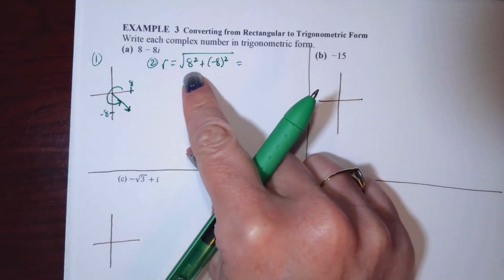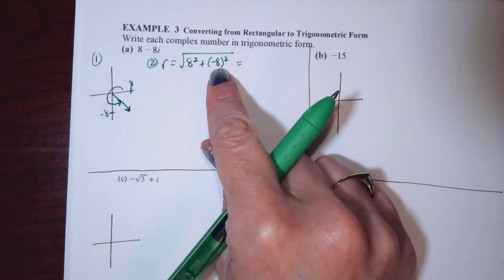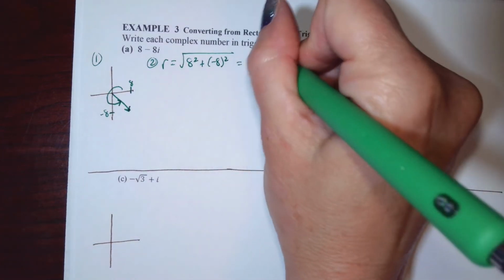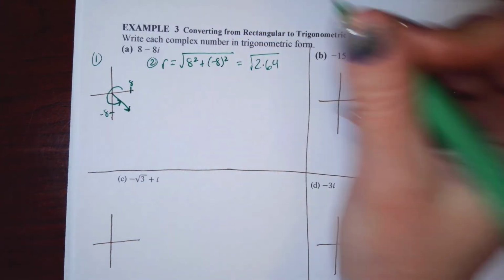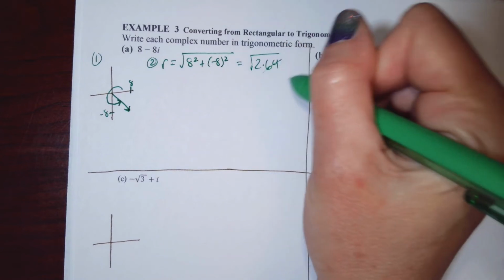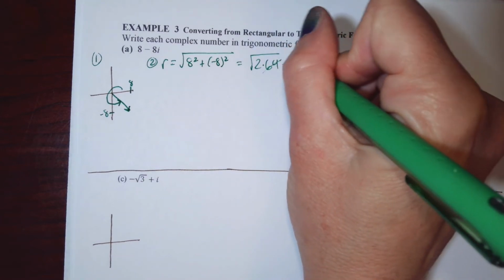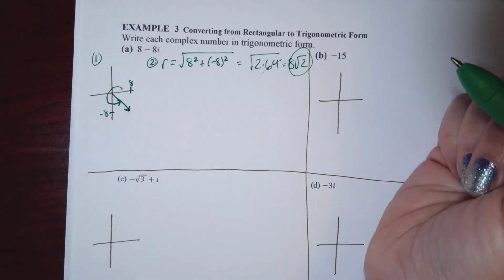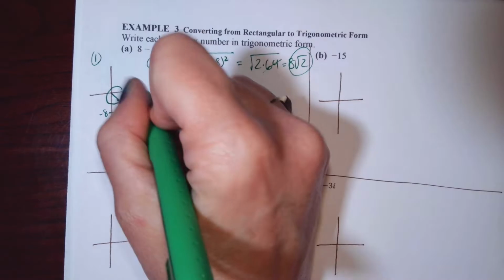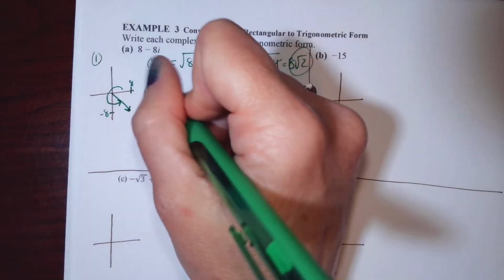8 squared is going to be 64. 64 and 64 is the same thing as 2 times 64, and that 64 square root is 8. So I've got 8 square roots of 2 for my value for r. My third step is to find theta.